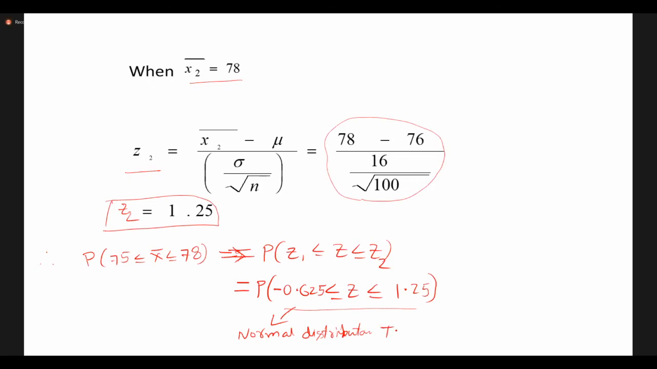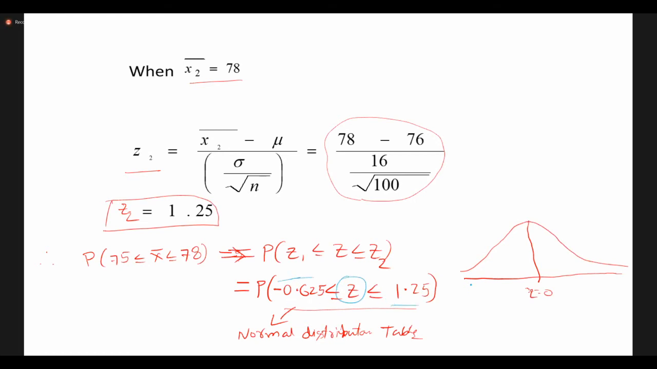Before that, just draw the graph so you can understand which area we require. The normal curve is a bell-shaped curve. It is symmetric about the mean. This is z equals 0. The right side values are positive and the left side values are negative. Z lies between these two points.